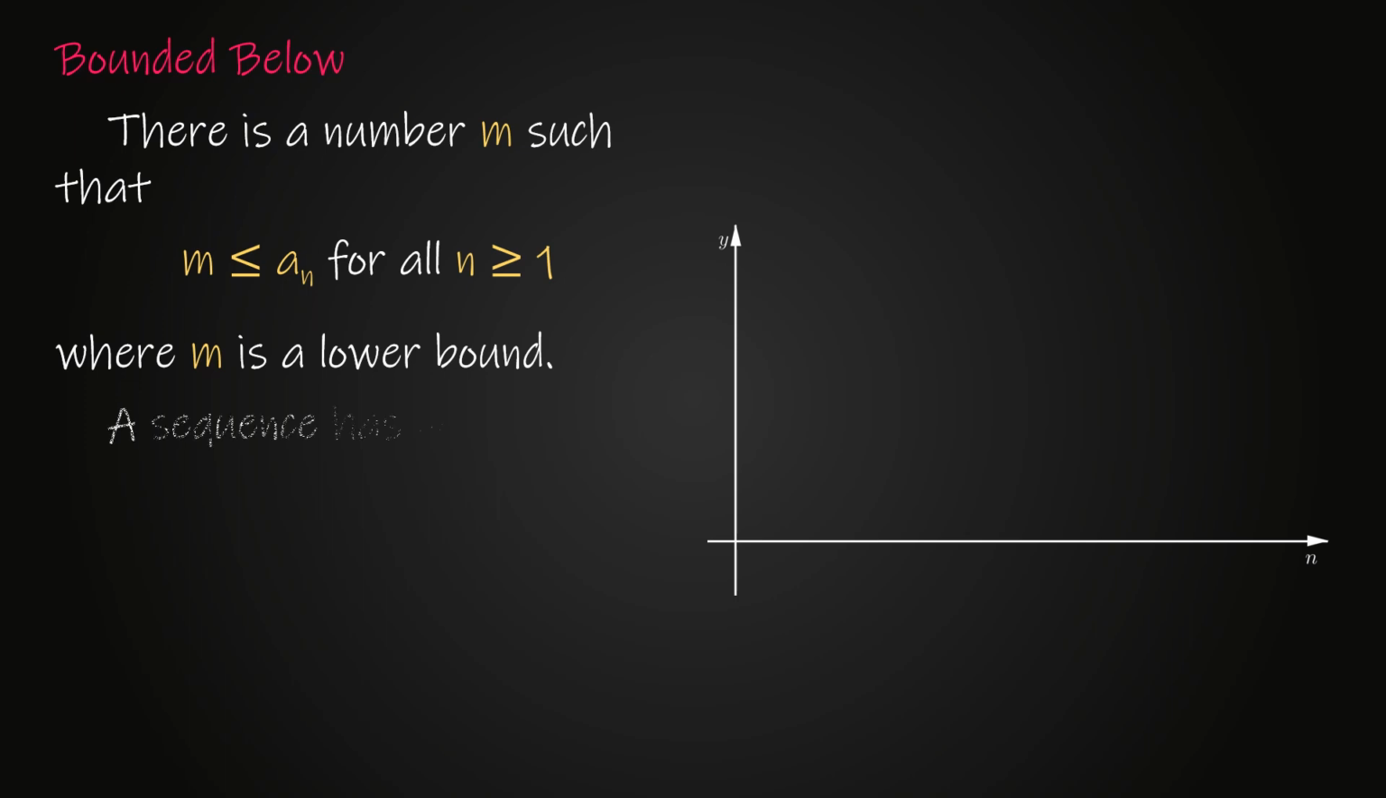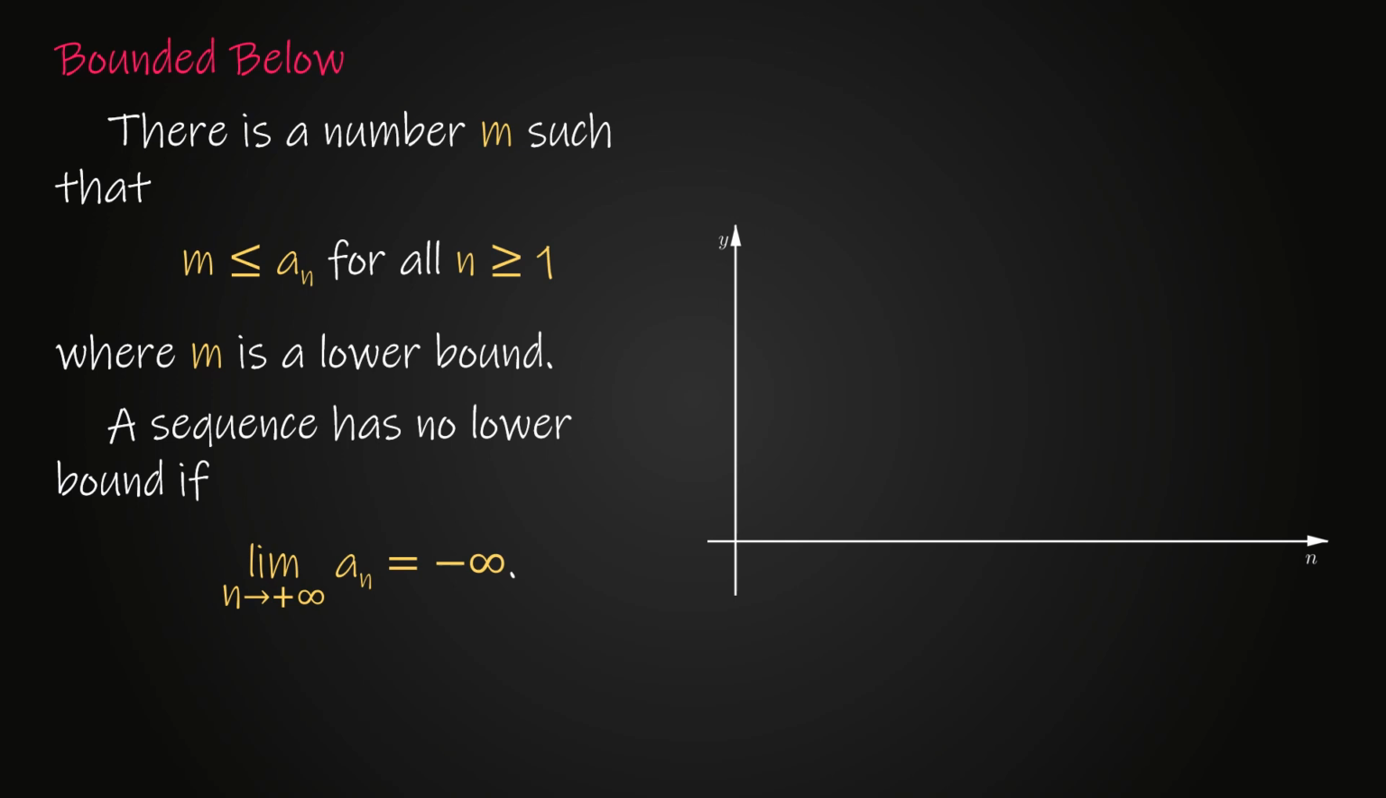Meanwhile, a sequence has no lower bound if the limit of the sequence does not exist, and it is negative infinity. As an illustration, this sequence has no lower bound because it diverges to negative infinity.